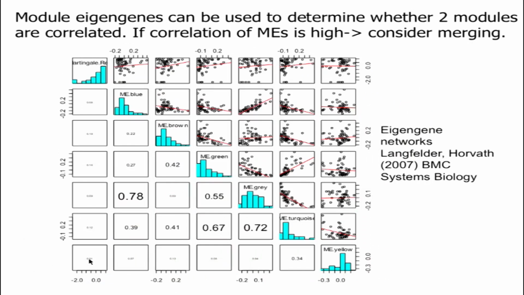All right, so module eigengenes, as I mentioned, can be used to decide whether two modules should be merged. You can create a scatter plot, for example, between the brown module eigengene and the blue module eigengene, and just study how they are related. And if two module eigengenes are highly correlated, then maybe you should merge the two modules.